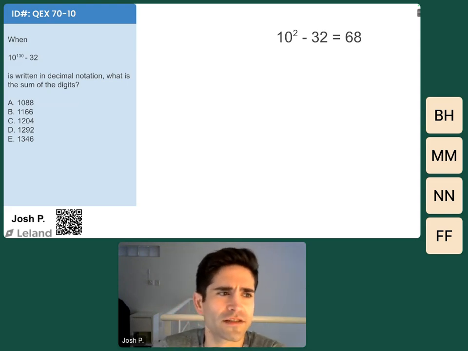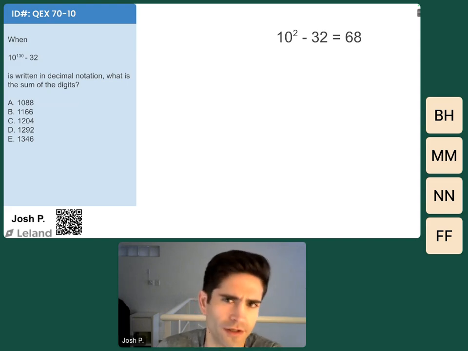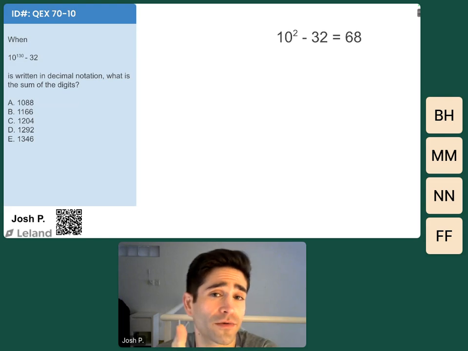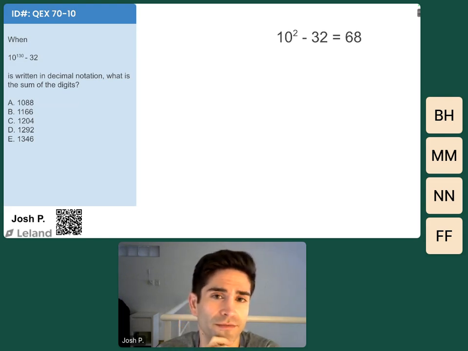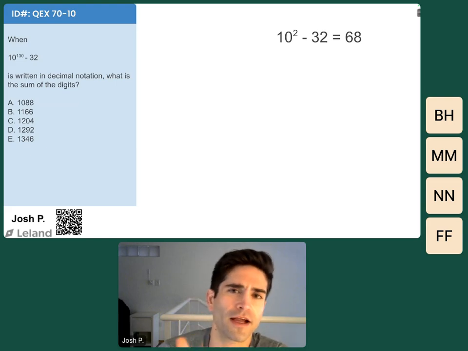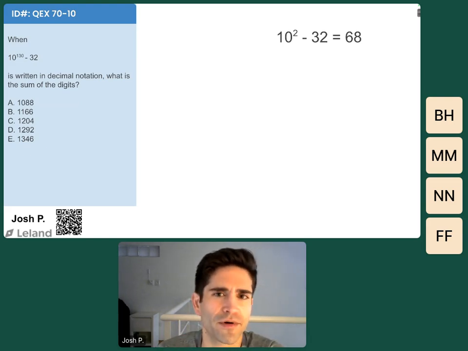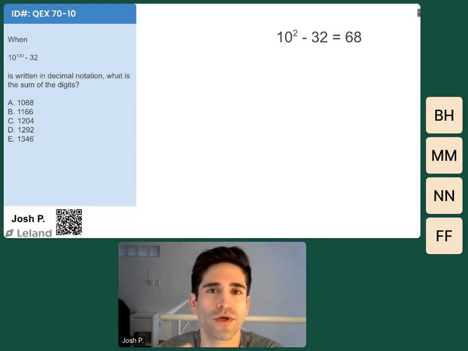Now, I can't do 10 to the 130 minus 32 without a calculator. It's a huge, huge number. But I can do 10 squared minus 32. That equals 68. And you might be asking, why are we doing this operation? Well, because if I can't do 10 to the 130 minus 32 without a calculator, and the test knows that I don't have a calculator, then of course I should be able to solve this in a simpler way. So instead of overthinking, just put onto the paper what you can do.